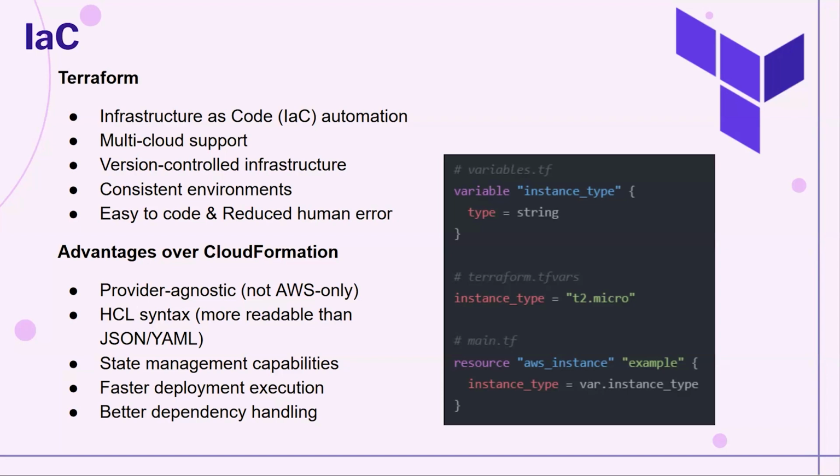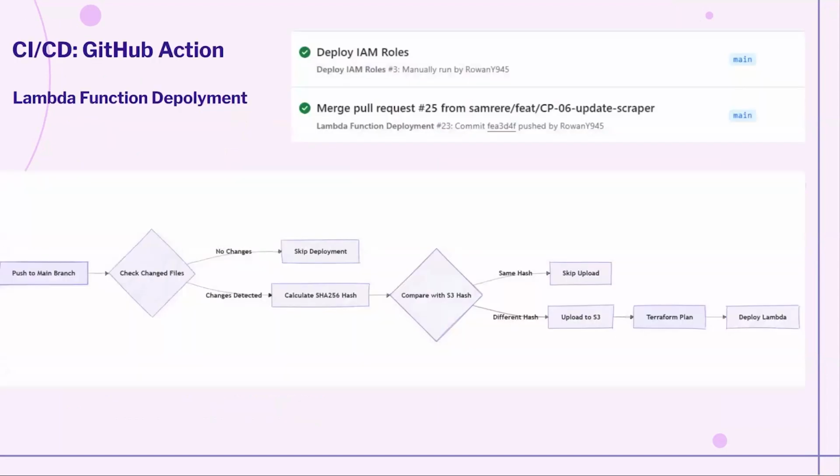And next page, please. And then we use GitHub Actions for CI/CD. In this slide is an example workflow for the Lambda function deployment.